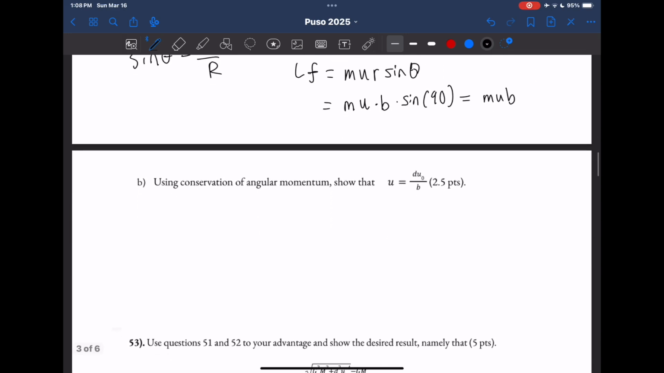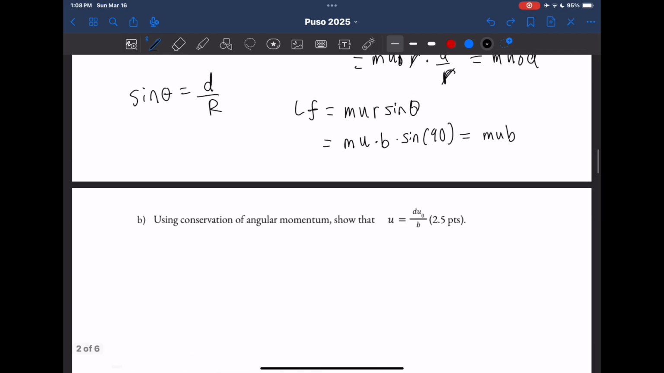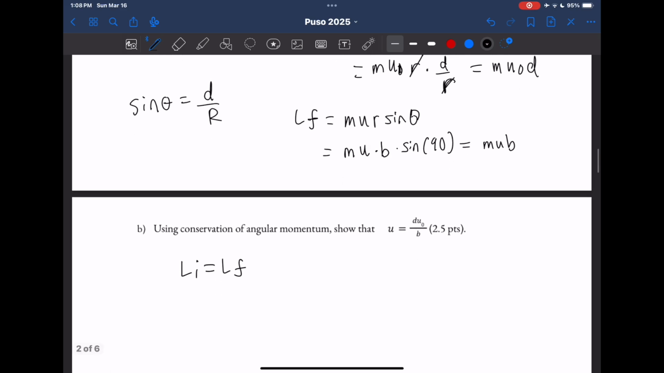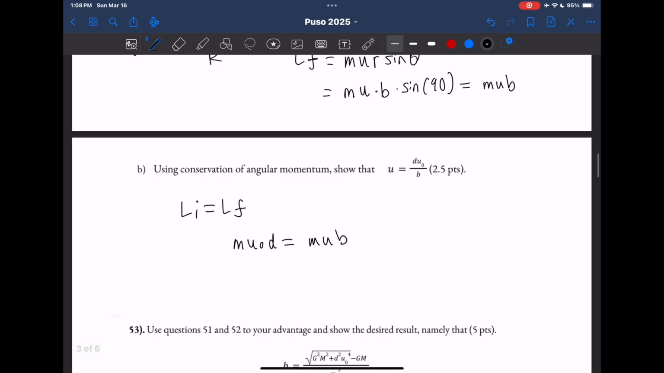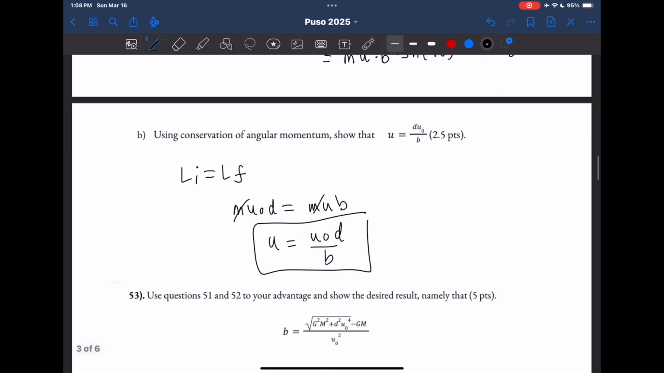So the next part asks that using conservation of angular momentum, we want to show this expression, which is pretty simple. We have Li equals Lf for the two angular momentums. So then we have m u naught d is equal to mub. That's our initial angular momentum that we just found. And so cross out the m's, and we get that u is going to be u naught d over b, which is what we want to show, right?